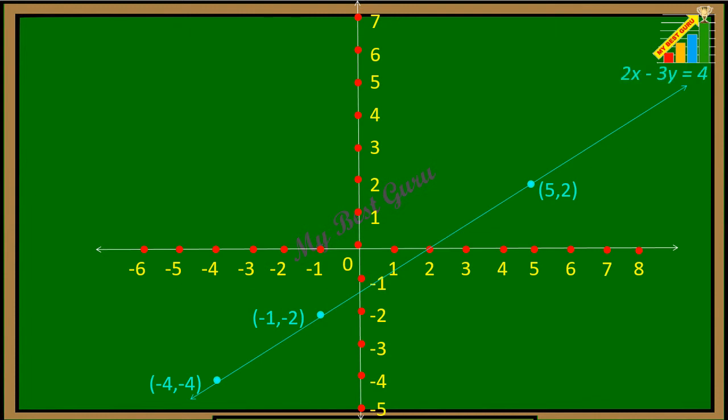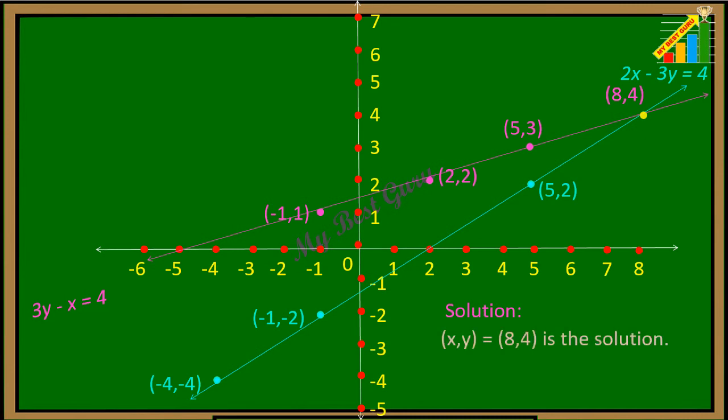Join these 3 points. You will get the line for equation number first, that is 2x minus 3y is equal to 4. Now for the second equation, -1, 1. So -1 is here on the x-axis and 1 is on the y-axis. Just locate that point. Second, 2, 2. So 2 is here on the x-axis and the y coordinate 2 is here. Just locate that point. And the third point is 5, 3. So 5 is here on the x-axis and 3 is here.